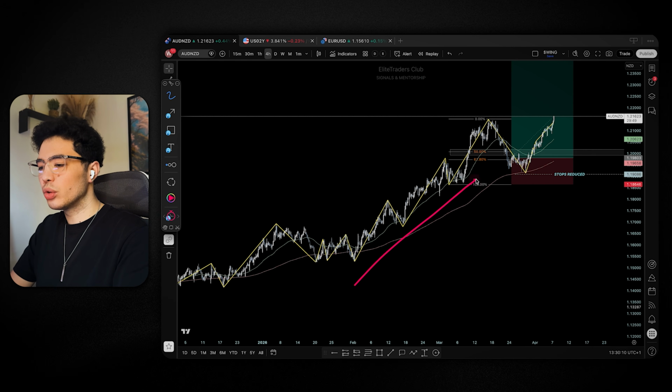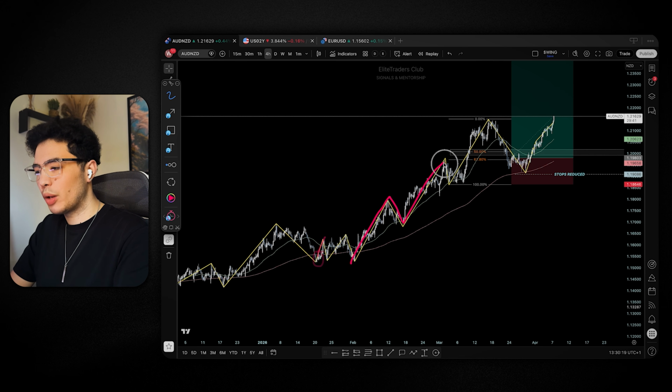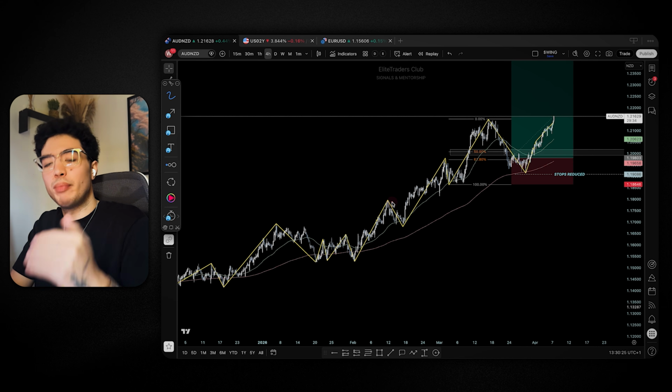We have an overall uptrend here. We have buyers losing control, sellers stepping in, sellers losing control, buyers stepping in. And we have this narrative repeating where we have this very clear uptrend with very clear points where the control is shifting between buyers and sellers.